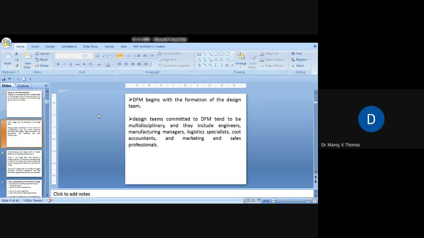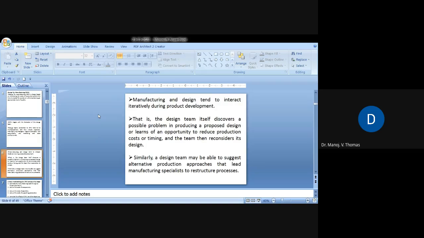DFM begins with the formation of a design team. Design teams committed to DFM tend to be multidisciplinary, of course, and they include engineers, manufacturing managers, logistics specialists. Logistics means how the manufactured products are easily transported from one location to another location, from the manufacturing unit to the distributor side. Cost accountants, how the cost is calculated, how can we keep the cost minimum, and marketing and sales professionals. Manufacturing and design tend to interact iteratively during product development.